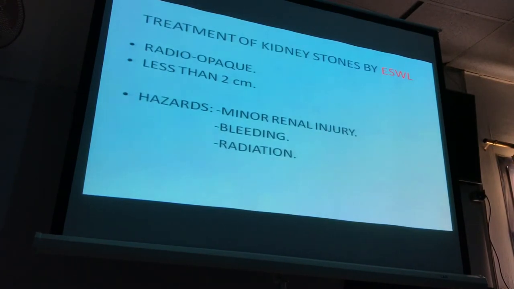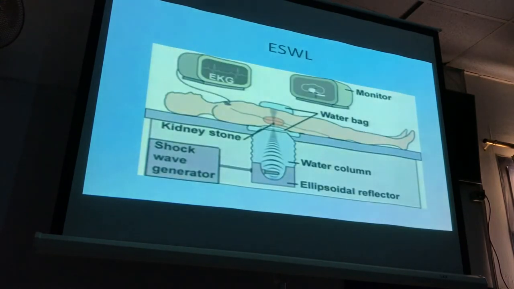For extracorporeal shockwave lithotripsy, there should be a radio-opaque stone, and it should be less than 2 centimeters. Complications include minor renal injury, bleeding, maybe radiation. You have to know that the shockwave will break the stone into very small fragments. So during treatment, the patient may have severe renal colic, while you transform a big stone into small fragments, so it may cause renal colic.